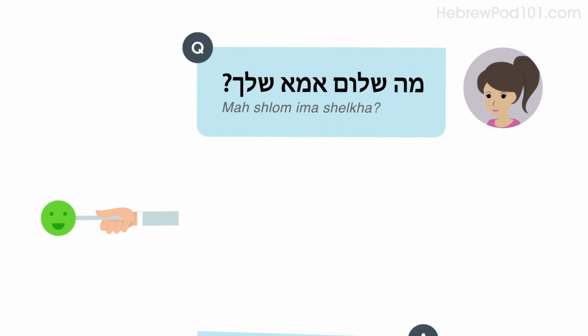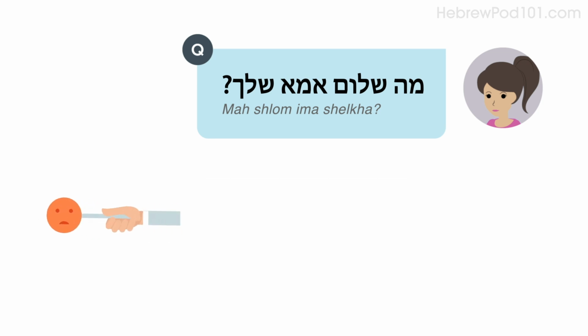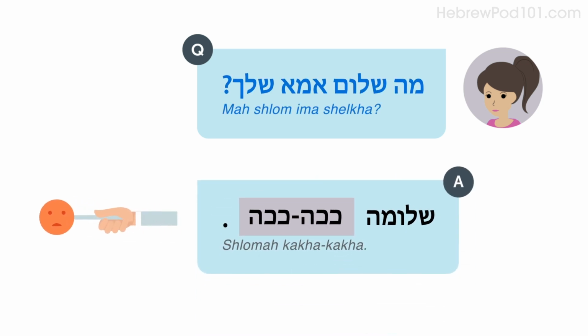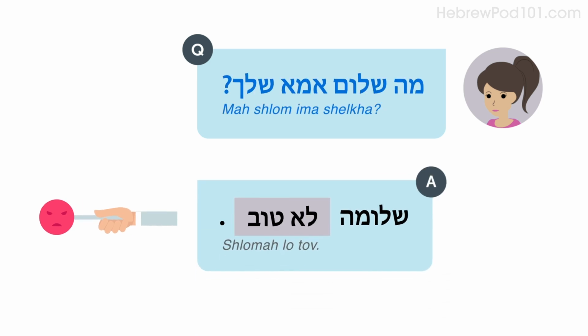Let's look at some examples. Listen and repeat or speak along with the native speakers. מה שלום אמא שלך? שלומה מצוין. מה שלום אמא שלך? שלומה ככה ככה. מה שלום אמא שלך? שלומה לא טוב.